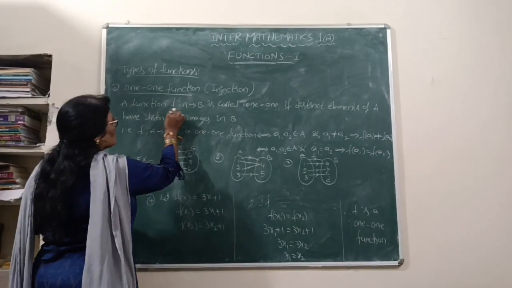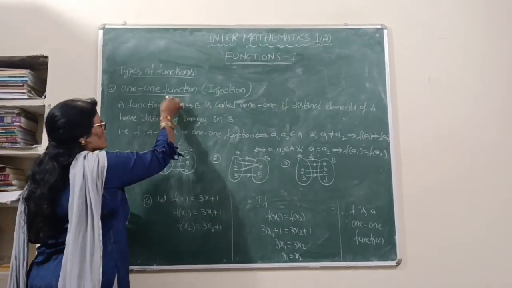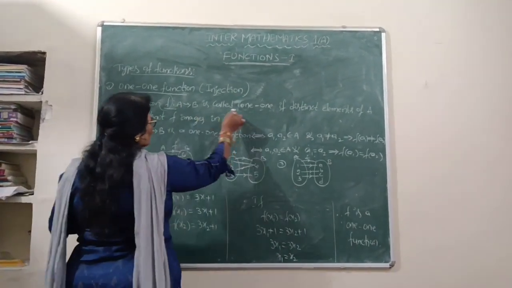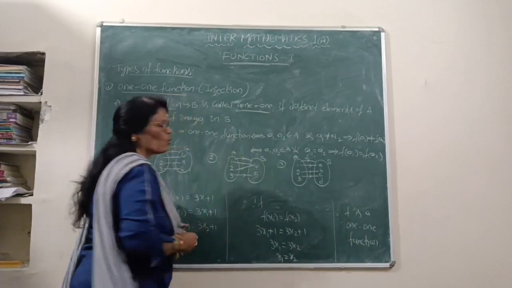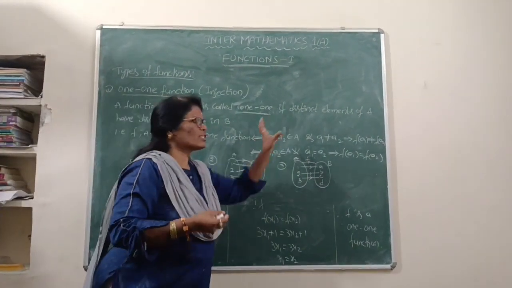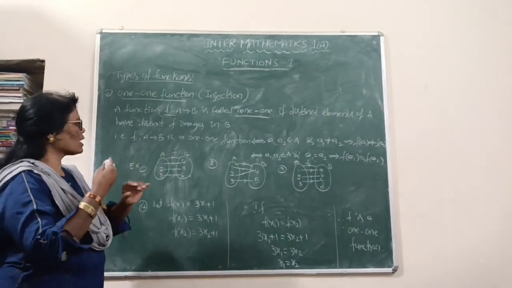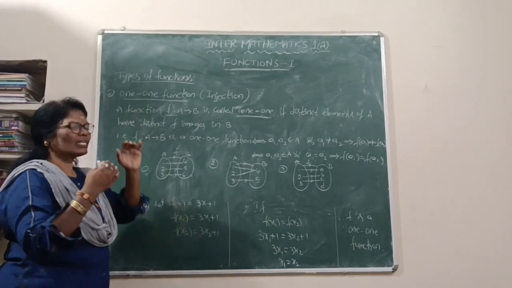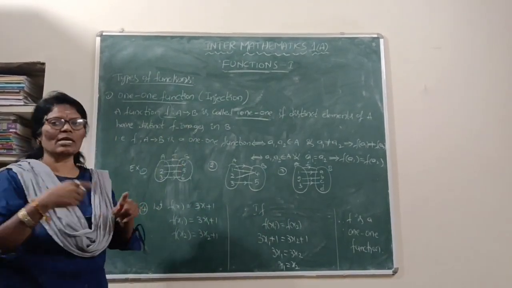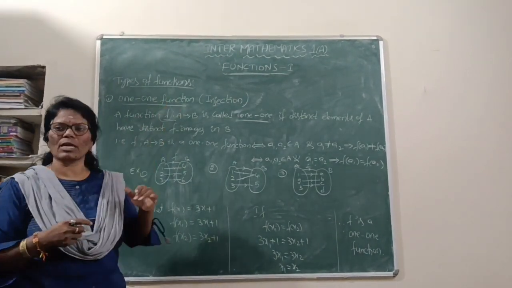The operation F from A tends to B is there. Here this F is nothing but a function. So this function is what we call one-to-one if the one-to-one condition is satisfied. So if distinct elements of A, which is the domain, have distinct F images in B, that is the definition of one-to-one function or injection.